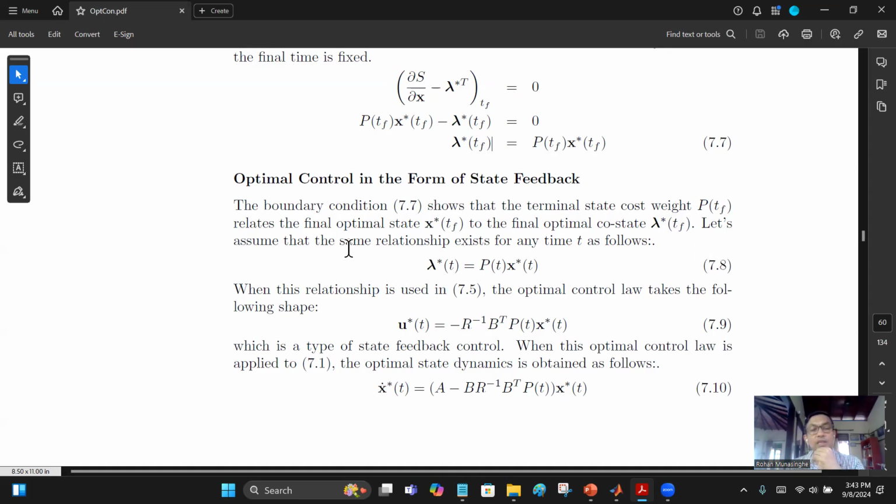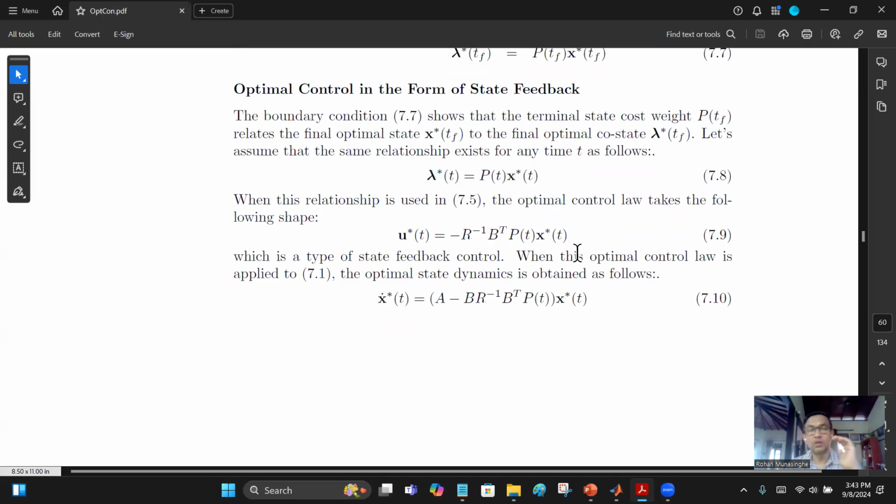So let's assume that the same relationship exists for any time t as follows. If you look at any other time between 0 and TF, you can write down this expression, assuming that this condition that is true at time TF is also applicable for any time from 0 to TF, along the optimal trajectory. This is just one unique trajectory, the optimal trajectory.